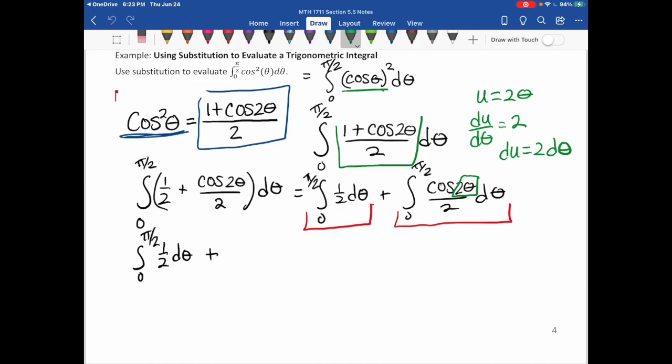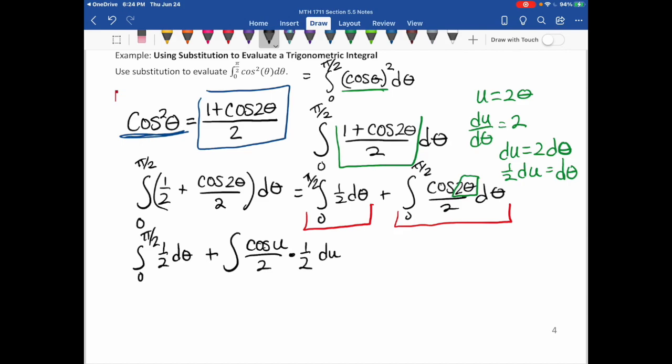Now I need to replace d theta. So I'm going to divide both sides by 2. And I have du 1/2 is equal to d theta. So now I have everything I need for this substitution. I'm going to rewrite this integral down here as cosine u over 2, and I'm going to replace d theta with 1/2 du.